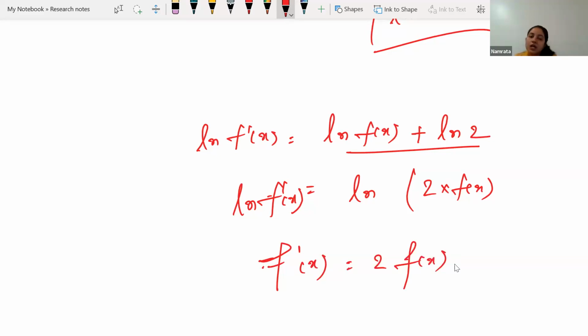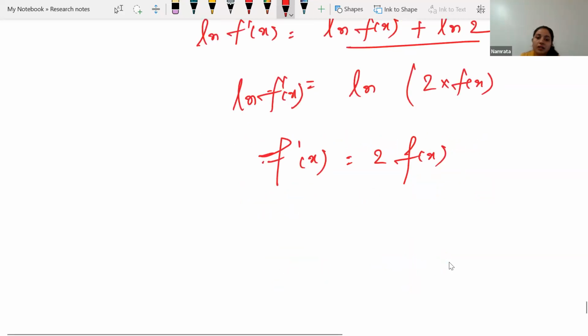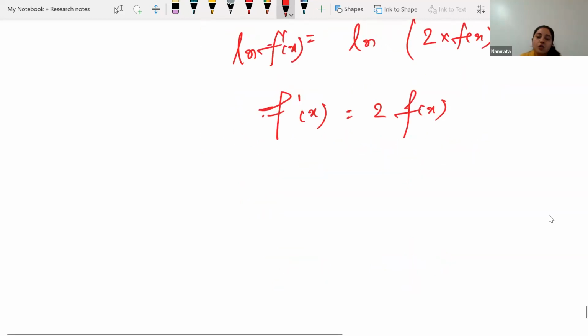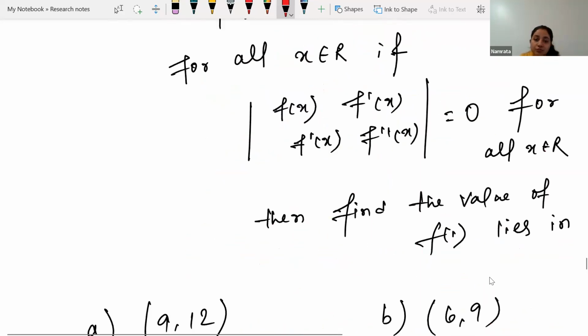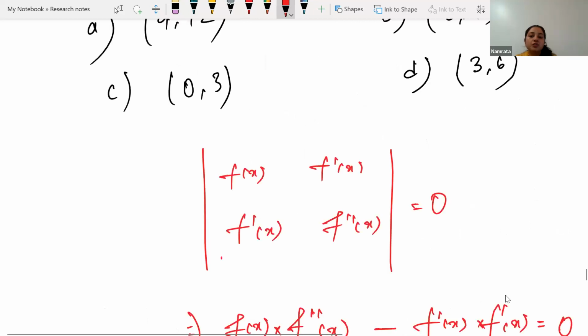Now you can see f dash and f of x we are having, so again we can do the integration. Again we can do integration like this, f dash x, because what we have to find here, see carefully the question, we have to find f of 1. So we must be having f of x in hand, then only we will be able to find f of 1.